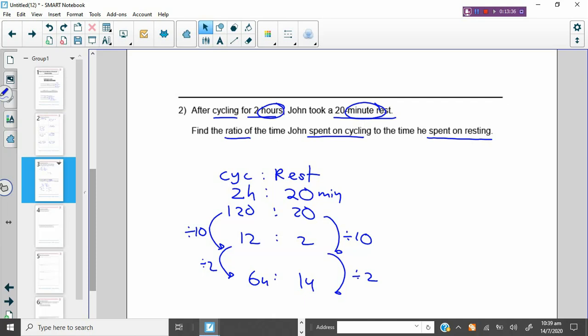So what is the ratio of the time he spent on cycling to the time he spent on resting? 6 is to 1. So that is your ratio in the simplest form. Alright? Okay? So when you write a ratio, you use units to represent how long he took to cycle and how long he took to rest. Okay, let's go on to the next one.